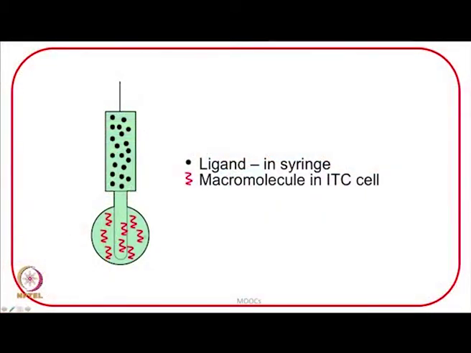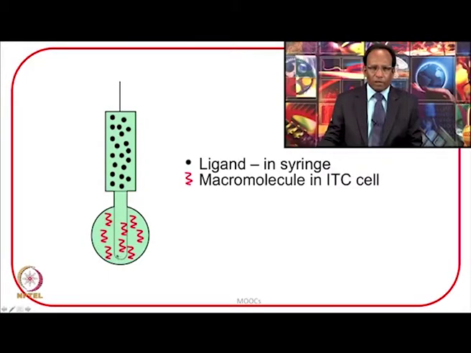Now let us concentrate on the sample cell. Consider this as the sample cell in which these moieties are the macromolecule in the ITC cell, and this is the injection assembly. And let us consider these dark circles, the black circles, as ligand molecules in the syringe. What we want to study is how these molecules, when injected inside, will interact with the protein, bind to the protein and lead to changes in the heat signals.